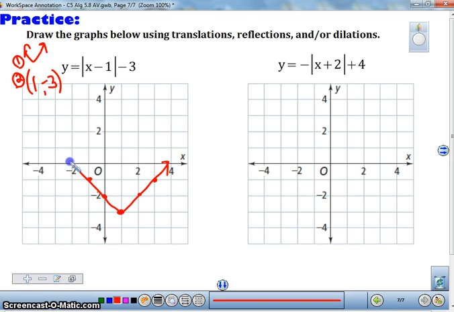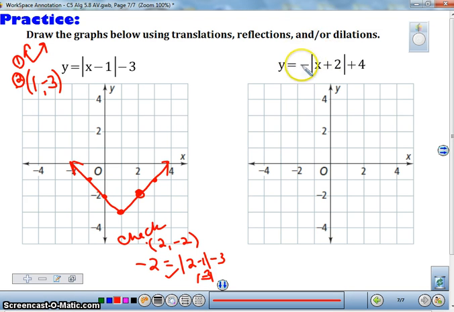And now we don't have to make the table of values. One thing I would suggest is that you check the points, or at least one of them, to make sure you're doing it right. How do you check it? Plug in this point, 2, -2. When you check it, 2, -2, that's saying that -2 should be equal to the absolute value of 2 minus 1, minus 3. Well, this is going to be 1 minus 3, and that does equal a -2.